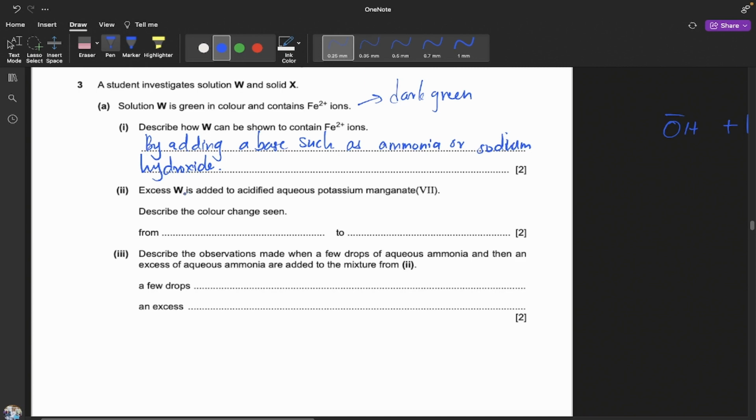Describe the color change. Here they are not expecting you to write the change of Fe2+ ion into Fe3+ ion. This is one of the most popular reactions. I'm not going to write the reaction now. The solution of potassium permanganate changes from purple color to yellow color.